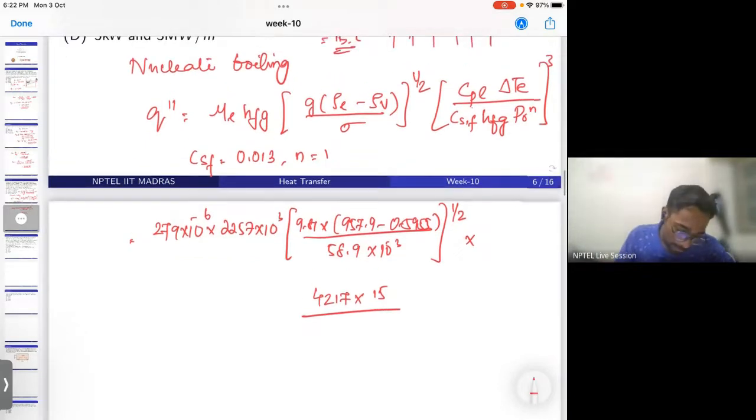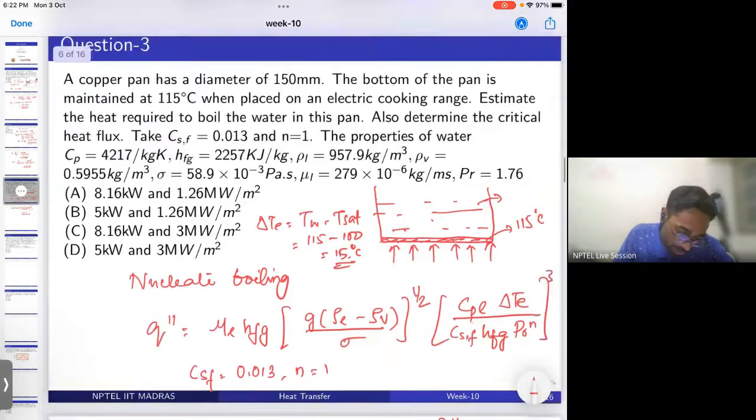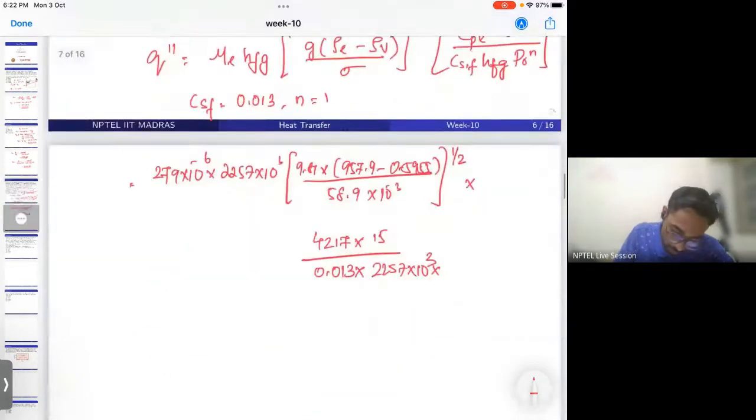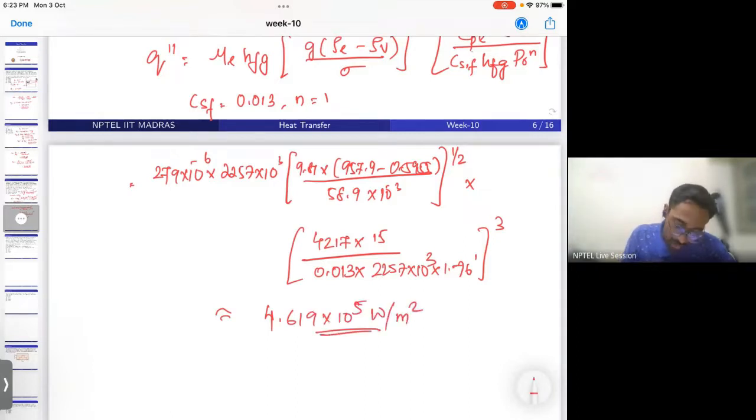So, 2257 into 10 raised to 3. The Prandtl number is also given, so that is 1.76 raised to 1, the whole cube. So if you do the math, you will get the answer as approximately 4.169 into 10 raised to 5 watts per meter squared. So this is the heat flux required for nucleate boiling. Okay.